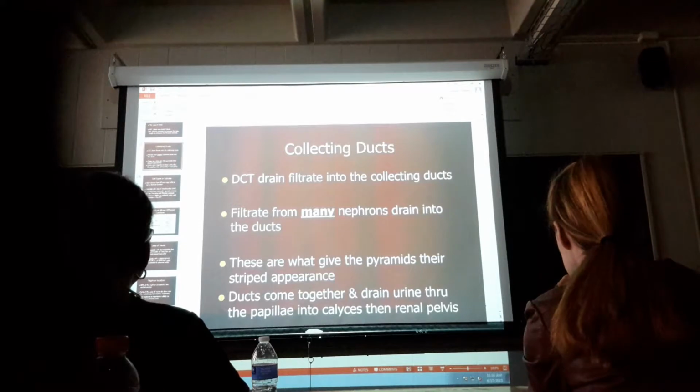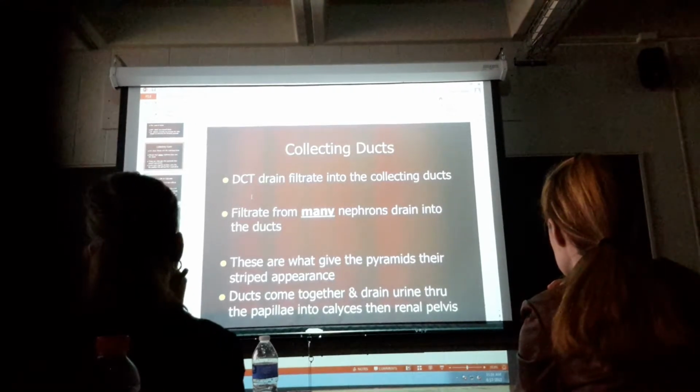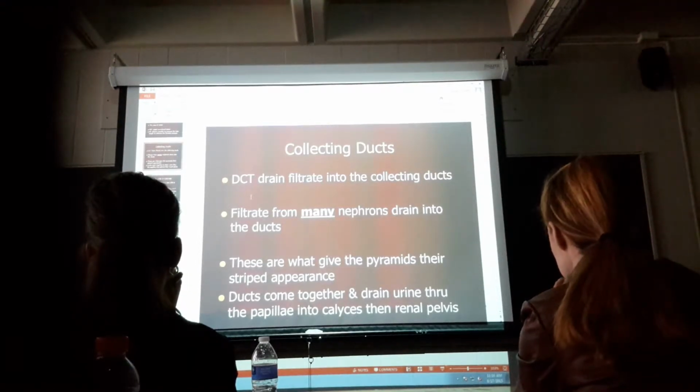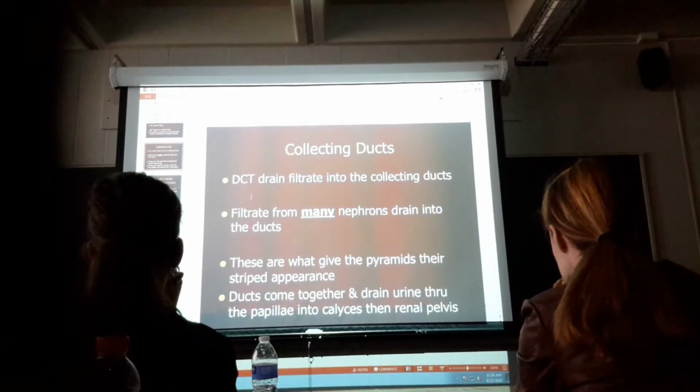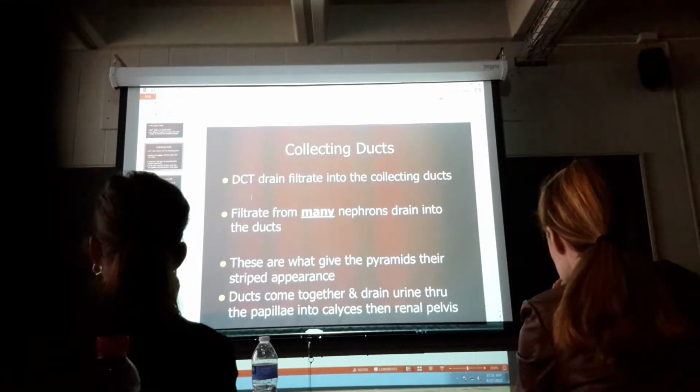The DCT drains the filtrate into the collecting duct, and the filtrate from many nephrons then are going to drain into that one collecting duct. So lots of nephrons are draining into a collecting duct. Each nephron doesn't have its own collecting duct. They all kind of filter into several.